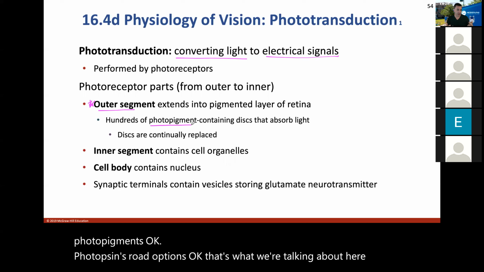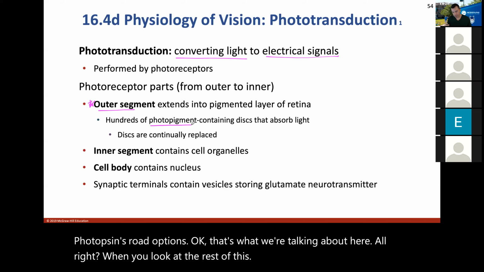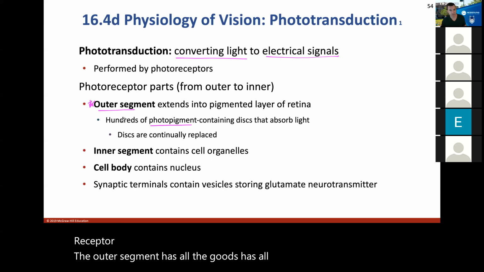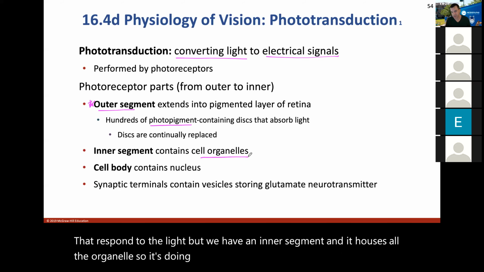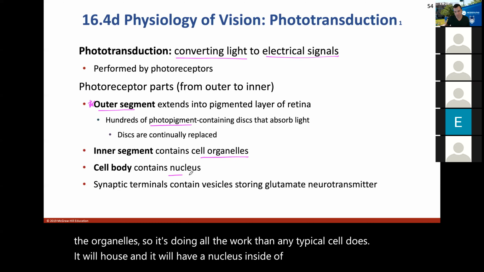When you look at the rest of this visual receptor, the outer segment has all the goods. It has all the photopigments that respond to the light. But we have an inner segment, and it houses all the organelles. So it's doing all the work that any typical cell does. It has a nucleus inside of it, and that's the cell body.